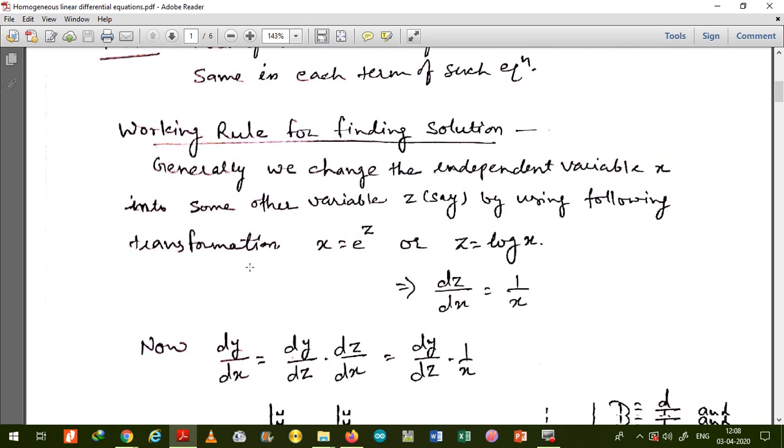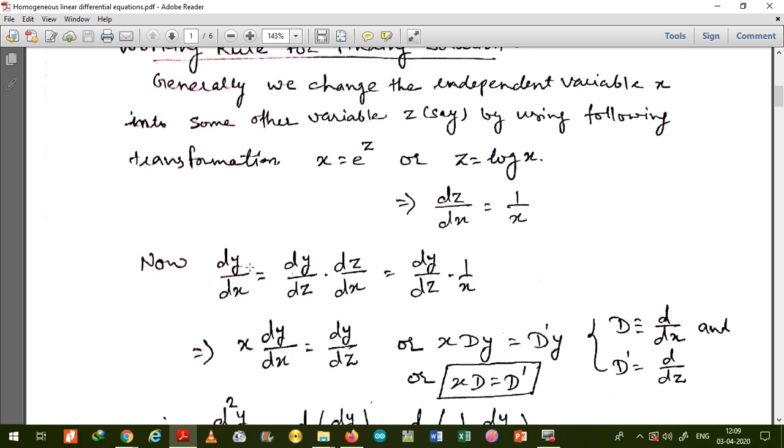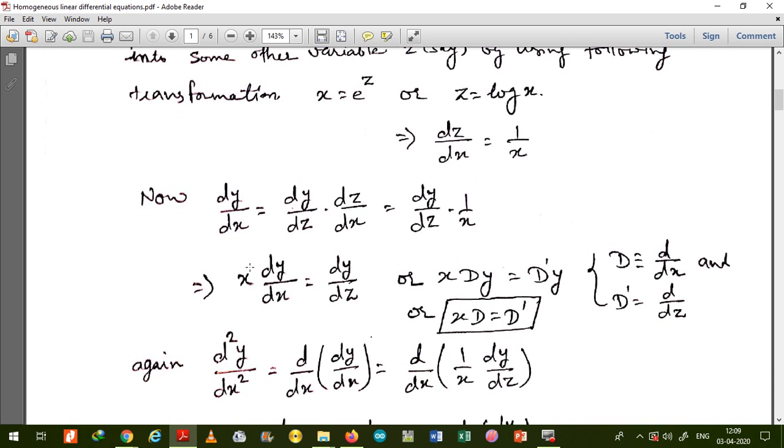In the equation, our dependent variable is y and independent variable is x, and we have already converted x into z, so we are to find the derivative of y with respect to z. So dy upon dx can be expressed as dy upon dz into dz upon dx by the chain rule, and as we know dz upon dx equals 1 upon x, so dy upon dx can be written as 1 upon x dy upon dz. Simplifying, we get x dy upon dx equals dy upon dz. Or we can say x D equals D dash, where D stands for d by dx, whereas D dash stands for d by dz.